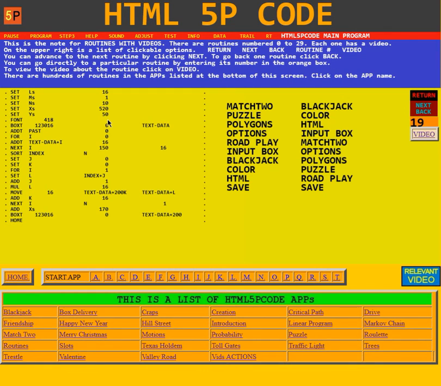This is routine 19 video. Over here on the left is the routine's instructions that are to be executed. It starts out by setting control register L to 16, M to 1, N to 10, XY position 520 50. That's right here in front of match 2.